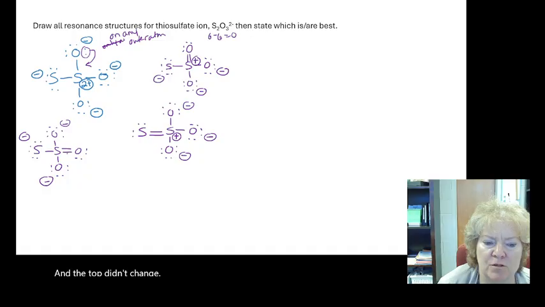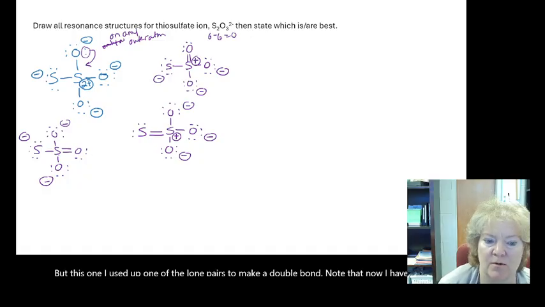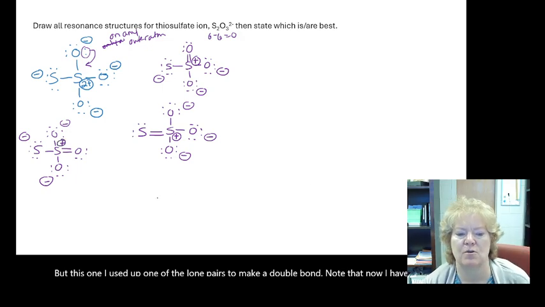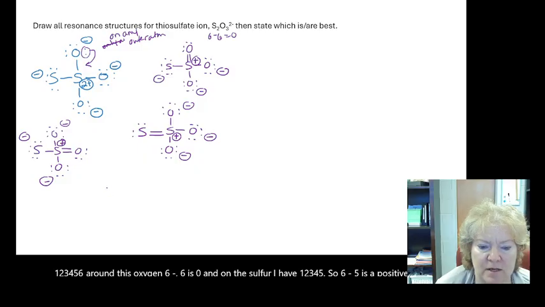Note that now I have 1, 2, 3, 4, 5, 6 around this oxygen. 6 minus 6 is 0. And on the sulfur I have 1, 2, 3, 4, 5. So 6 minus 5 is a positive. And then I had the bottom one I could have done.